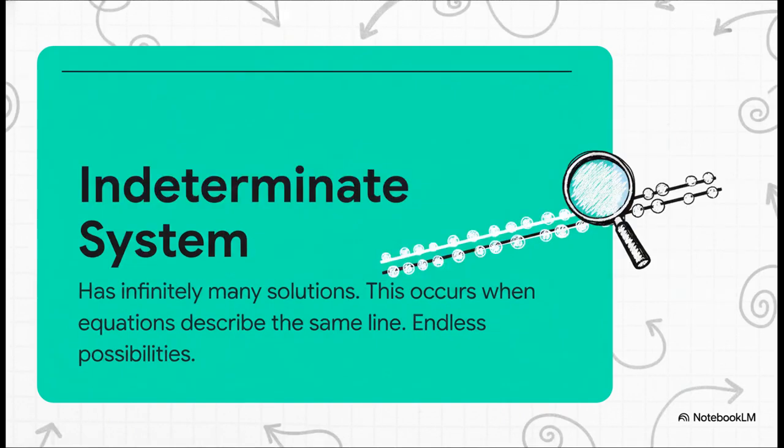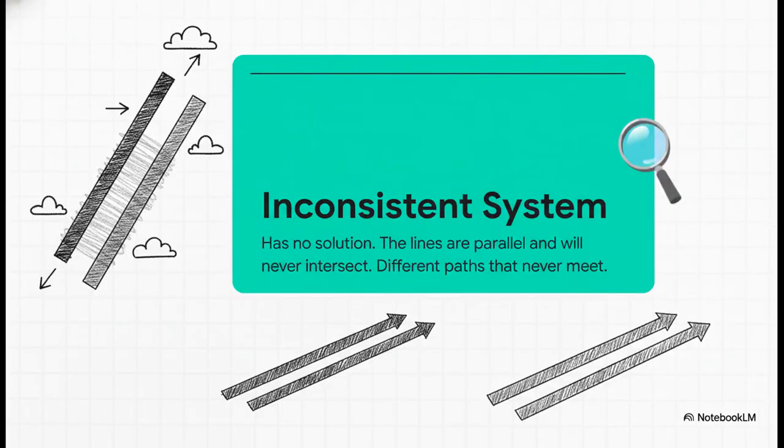Then you have what's called an indeterminate system. This is a weird one. It happens when your two equations are actually the same line, just maybe dressed up a little differently. So if you graph them, one line is sitting right on top of the other. Where do they cross? Well, everywhere. Every single point on that line is a solution, which means you have an infinite number of them. Endless possibilities.